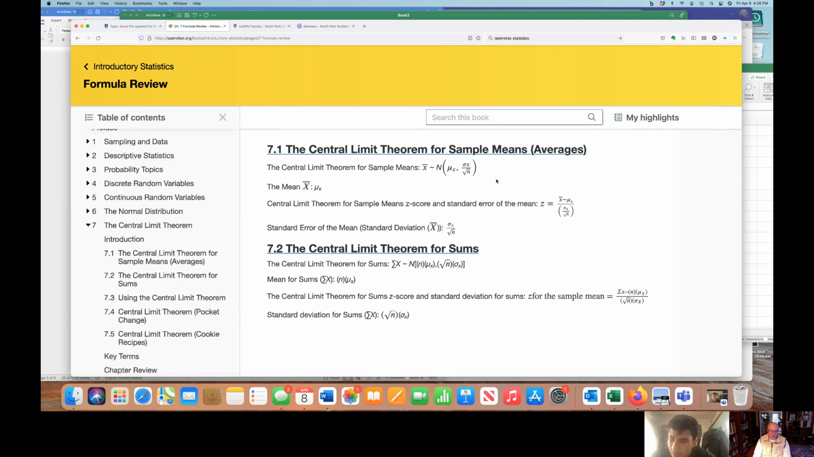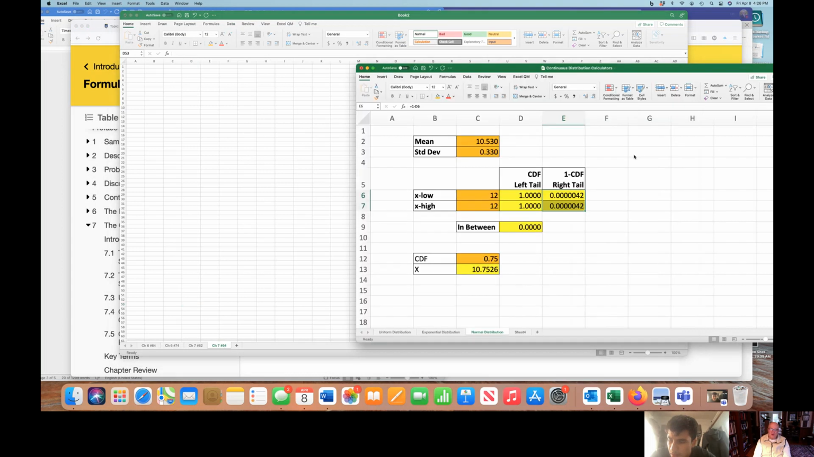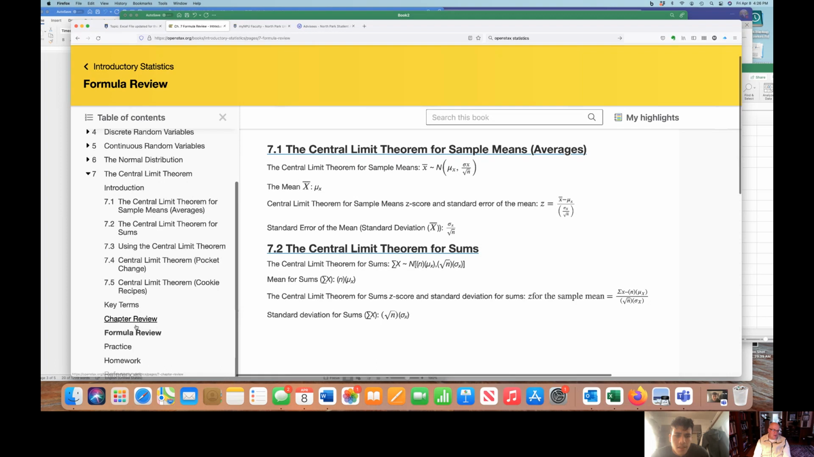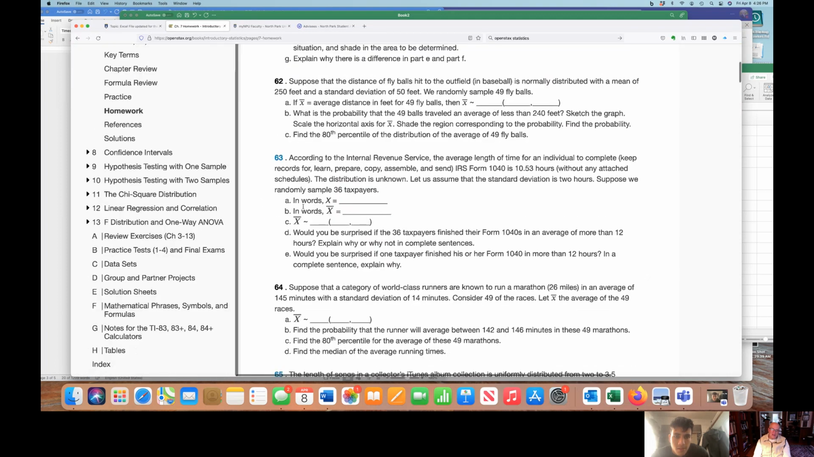I'll spot you this one. We'll do this one for real. Let's actually do this problem. Might make you do more of it than me. Let's go back to problems, homework. What is it, 64?